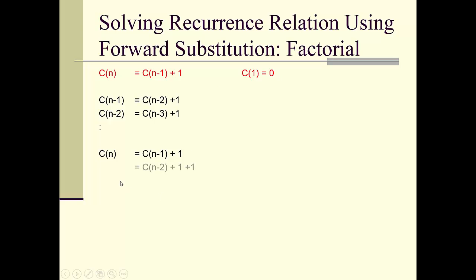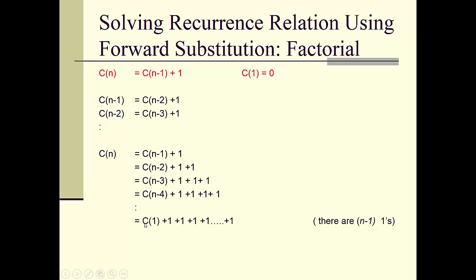Now you start again, now that you know the values of all the terms, C of n minus 1, C of n minus 2. You start again with the original formula, where you get C of n is equal to C of n minus 1 plus 1. But what's C of n minus 1? We just wrote down that C of n minus 1 is equal to C of n minus 2 plus 1. So you replace C of n minus 1 with its value in terms of C of n minus 2. And again, you replace C of n minus 2 with its value in terms of C of n minus 3. Notice that every time I'm doing one replacement, I'm adding plus 1.